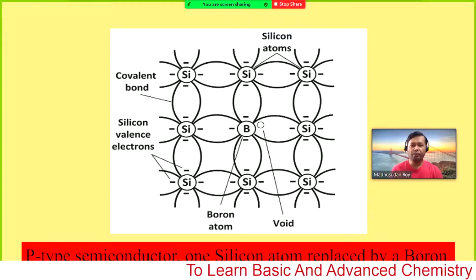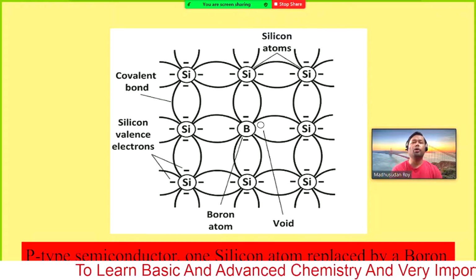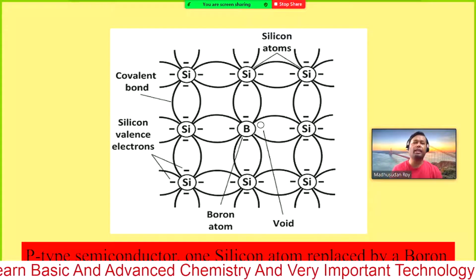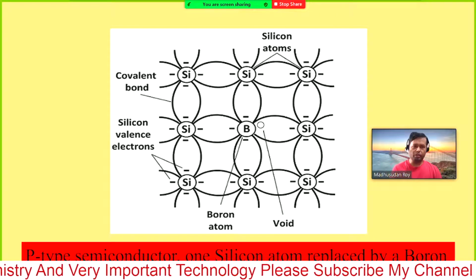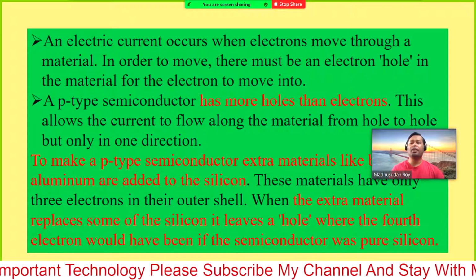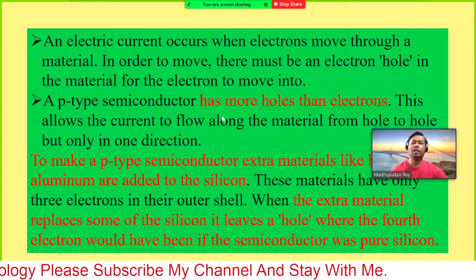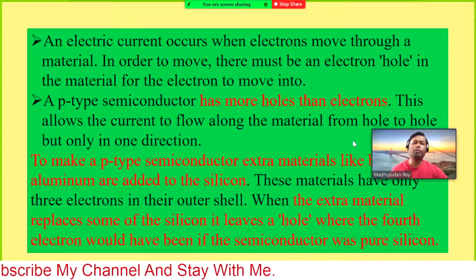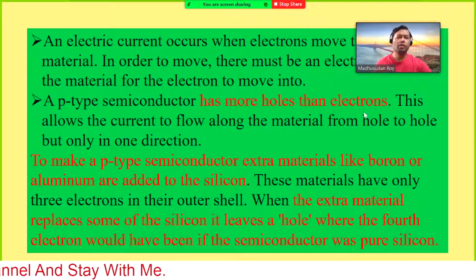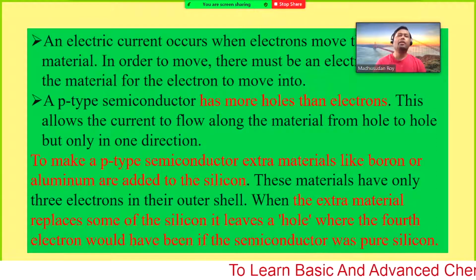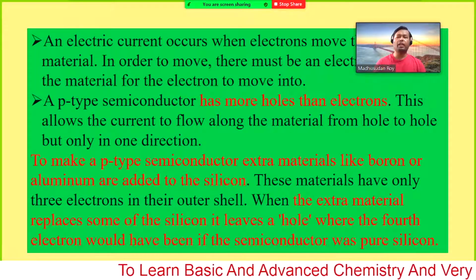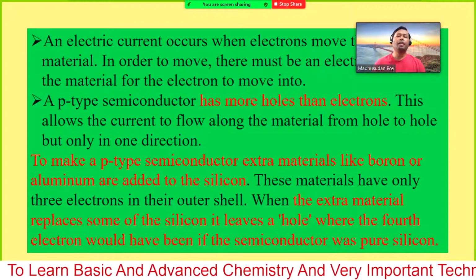So it does not have free electrons, it has free holes because we have added one trivalent atom inside the silicon or pure semiconductor. Therefore a p-type semiconductor has more holes than electrons. This allows the current to flow along the material from hole to hole. So I have mentioned that from hole to hole it can transfer the electron, but only in one direction. That means if you apply the potential difference in one direction, then it can flow electron.